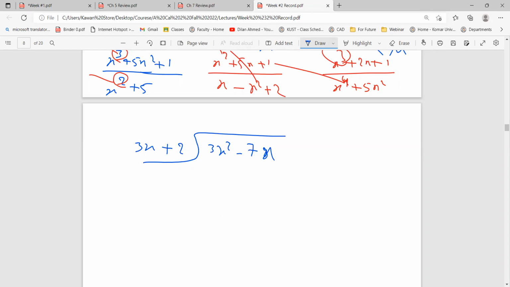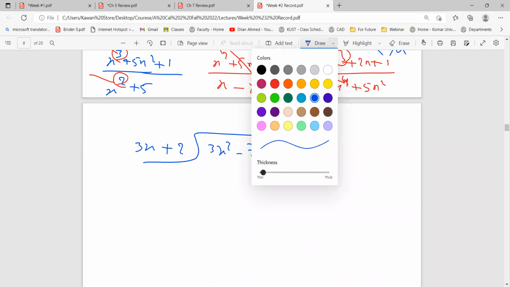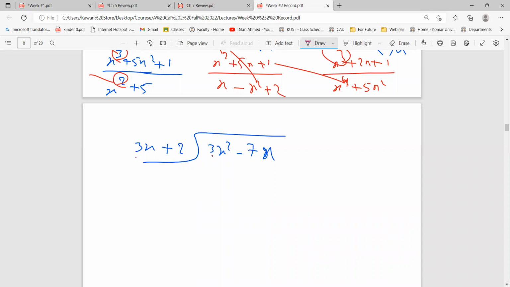So I have division. From here to here, x to x squared, so I need just one x, right? X multiplied here will be 3x squared. Understood, dear? Now we subtract. Or you can say plus and minus. So I'll get minus 7x. Understood? So I'm going to ask you again, do we have another round or not? Is something left?